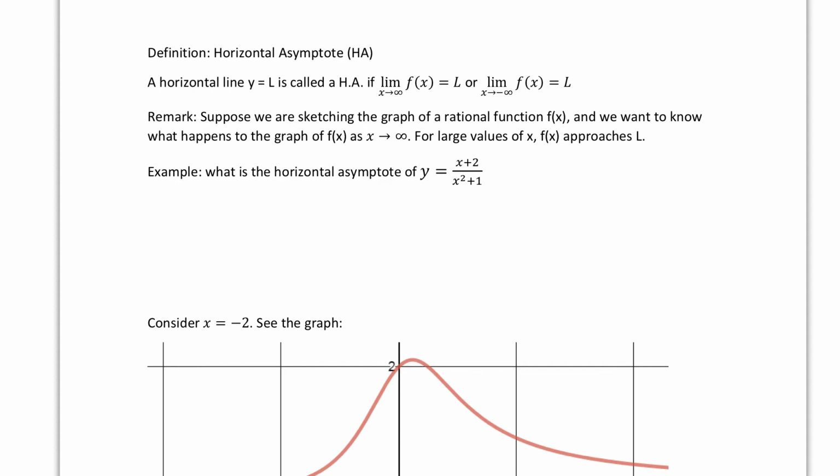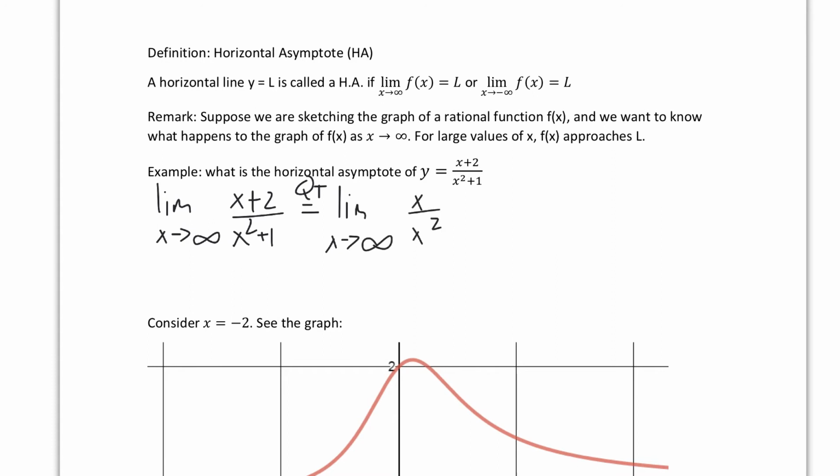What would be the horizontal asymptote? Well, we could go ahead and do our regular method. We would take the limit as x approaches infinity of x plus 2 over x squared plus 1. Using the quotient theorem, that would give us the limit as x approaches infinity of x over x squared. We could, of course, simplify that down to the limit as x approaches infinity of 1 over x, which would simply be 0. So therefore, we would have a horizontal asymptote at y equals 0.